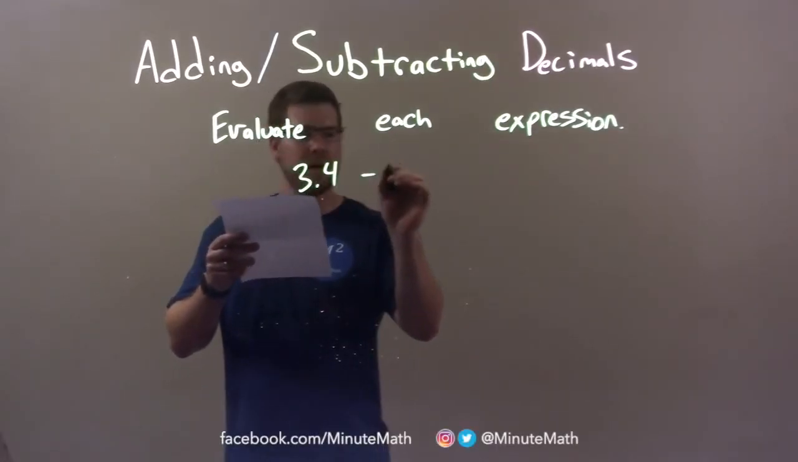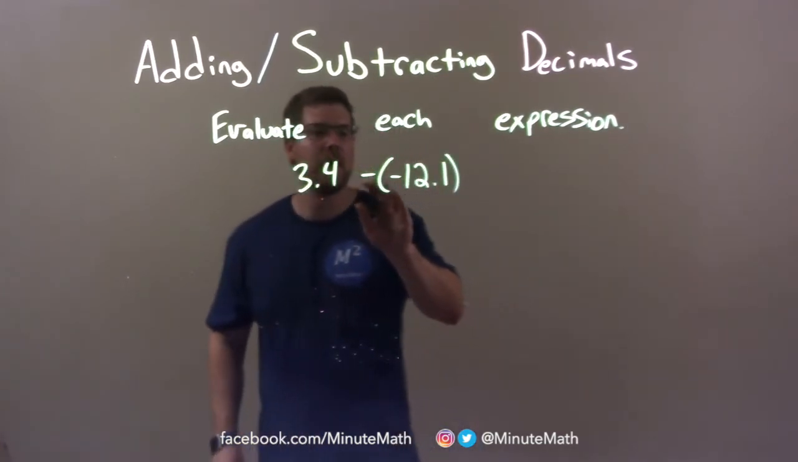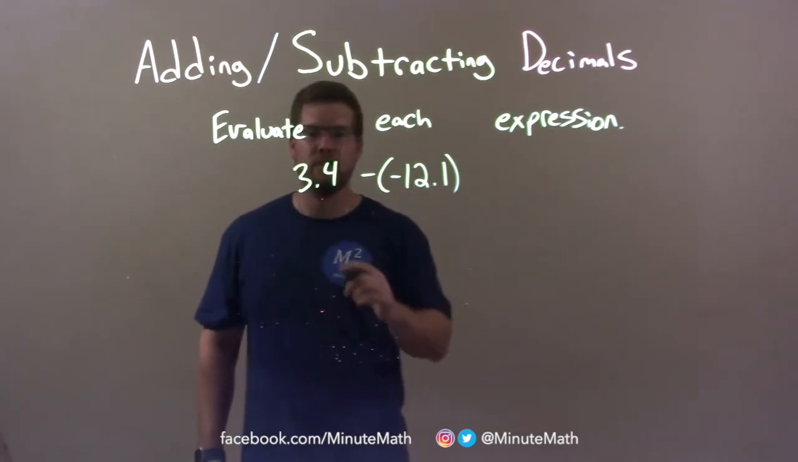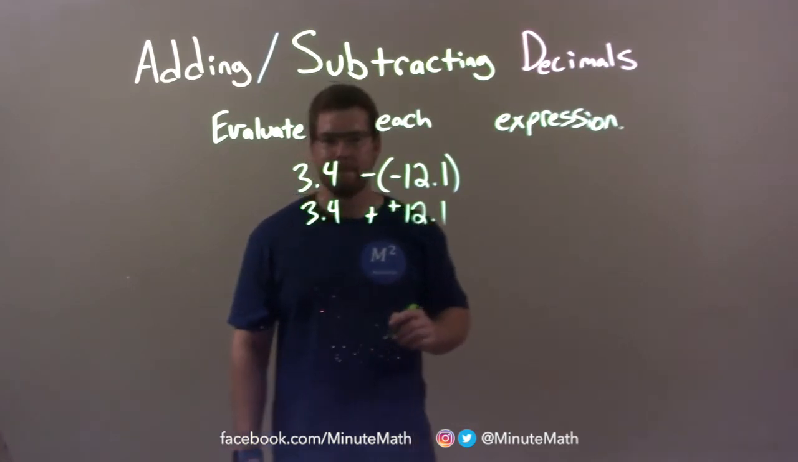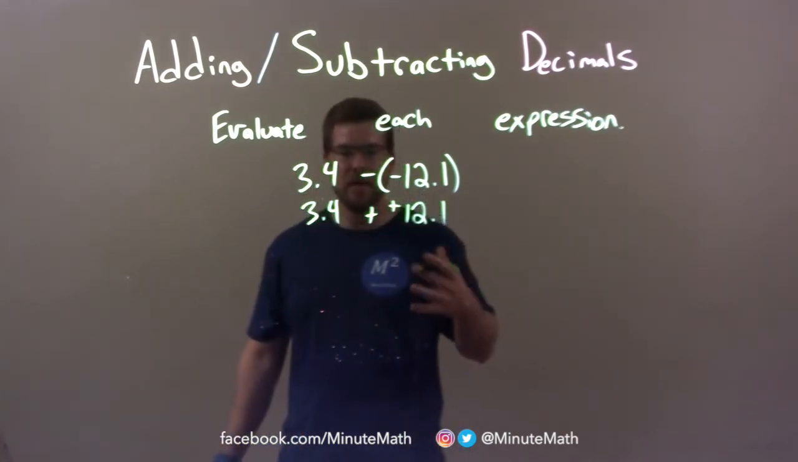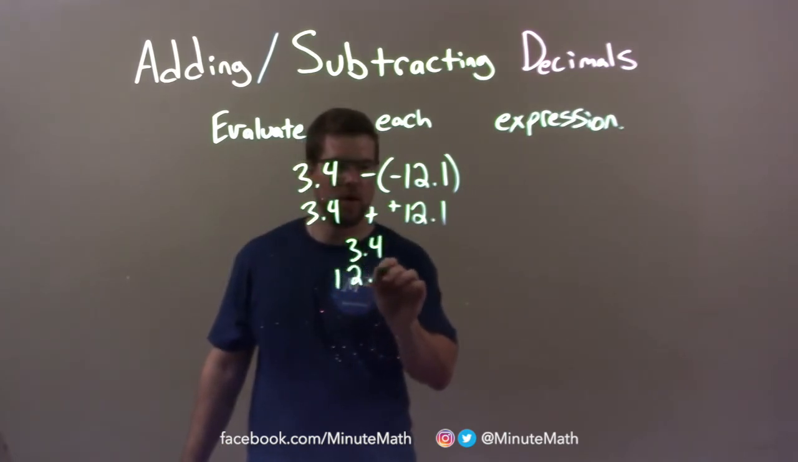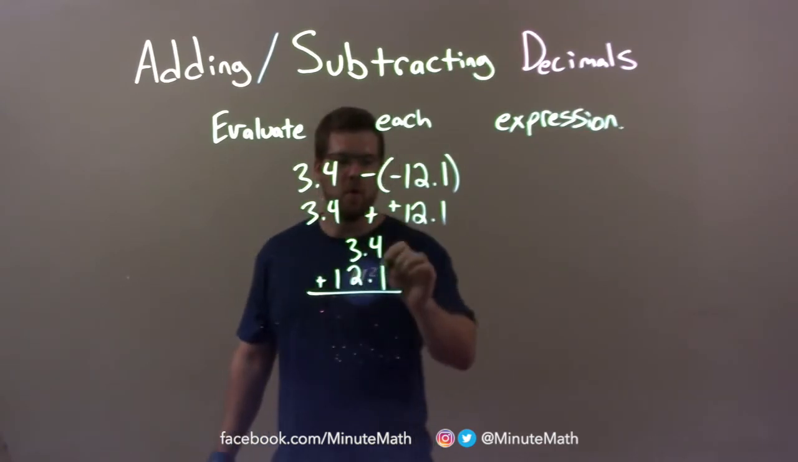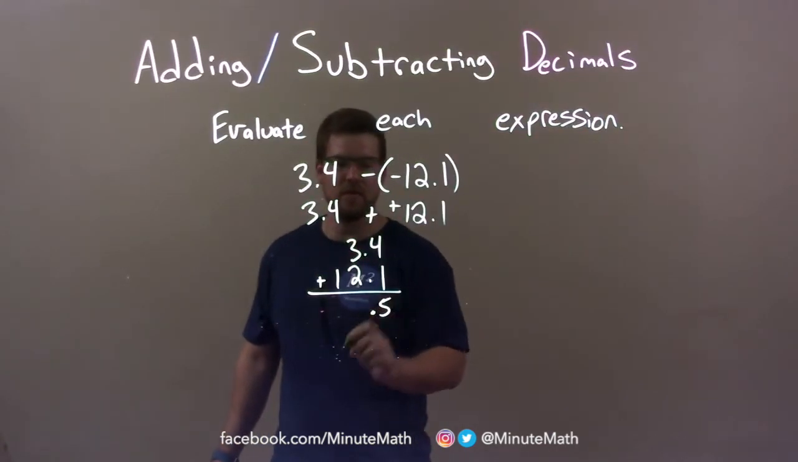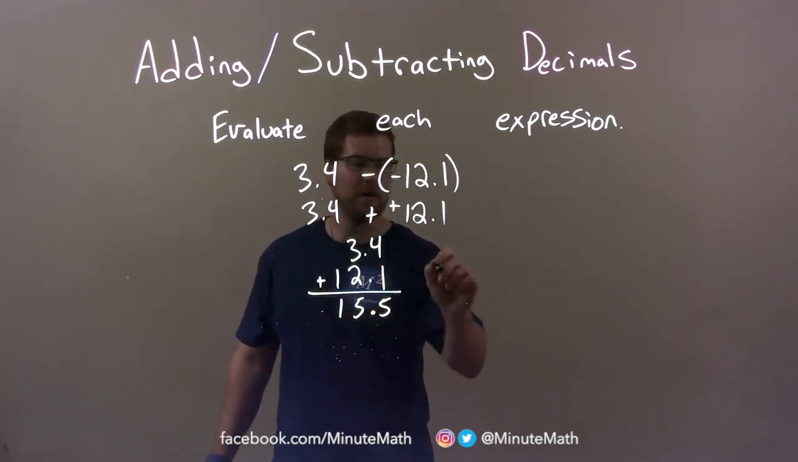3.4 minus a negative 12.1. Okay? Well, we know subtracting a negative is the same thing as adding a positive. So let's change that: 3.4 plus a positive 12.1. Now we're just adding two positive numbers. Pretty easy to do. 3.4, line it up. 12.1, make sure the decimals line up. 4 plus 1 is a 5. Put the decimal place right there. 3 plus 2 is also a 5, and 1 comes down. So our final answer, pretty quick and easy, is 15.5.